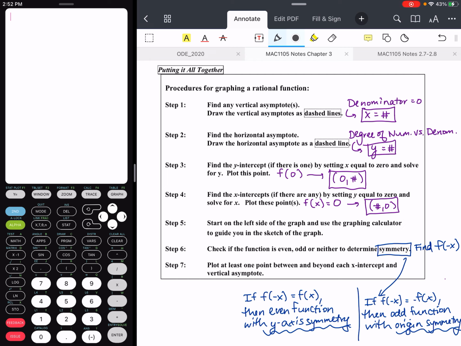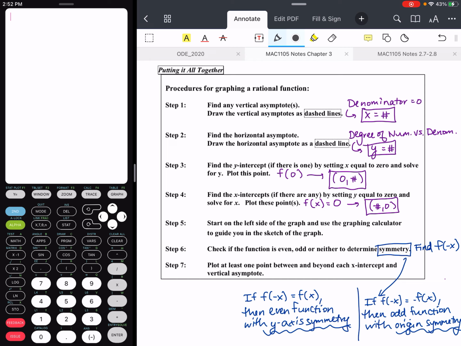Then step 5, start on the left side of the graph and use your graphing calculator to guide you in the sketch of the graph. I would recommend using your trace function just to identify additional points. And then step 6, check if the function is even, odd, or neither to determine symmetry.